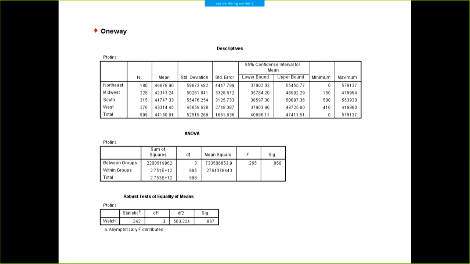Now here, there is a robust test of the equality of the means. This is an asymptotic F distribution, which means if equal variance is not assumed, we use this robust test of the equality of the means. In the SAS program, I'm going to show how to test equal means and equal variances.